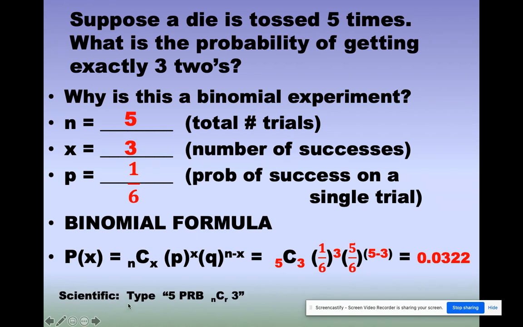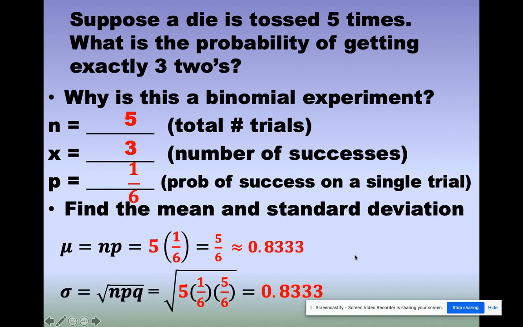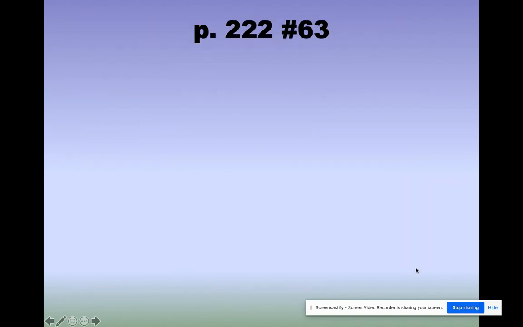Now remember, if you're using a scientific calculator, you want to use the PRB menu. If you're using the Casio, I think it was the shift and the divide sign to get you this combination type number. Let's see. We want to find the mean and standard deviation here. So our mean is the number of trials times the probability of success on a trial. That turns out to be 0.83 or 0.833. Our standard deviation is the same thing, just by coincidence, but it's the square root of n times the probability of success times the probability of failure.